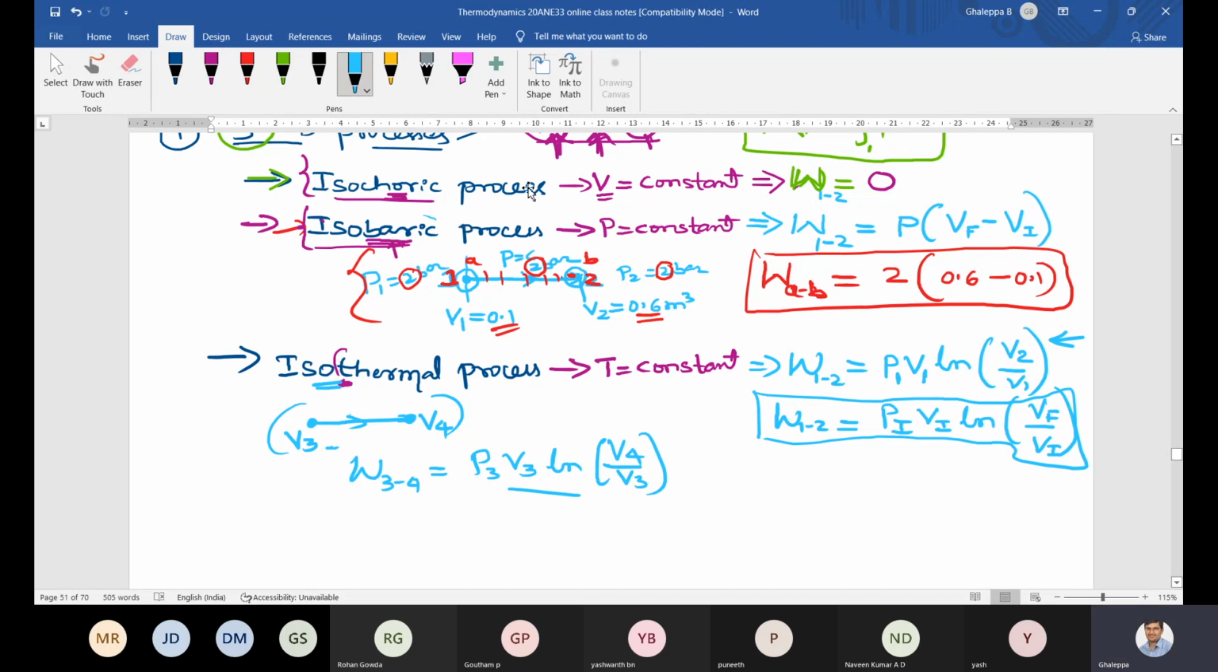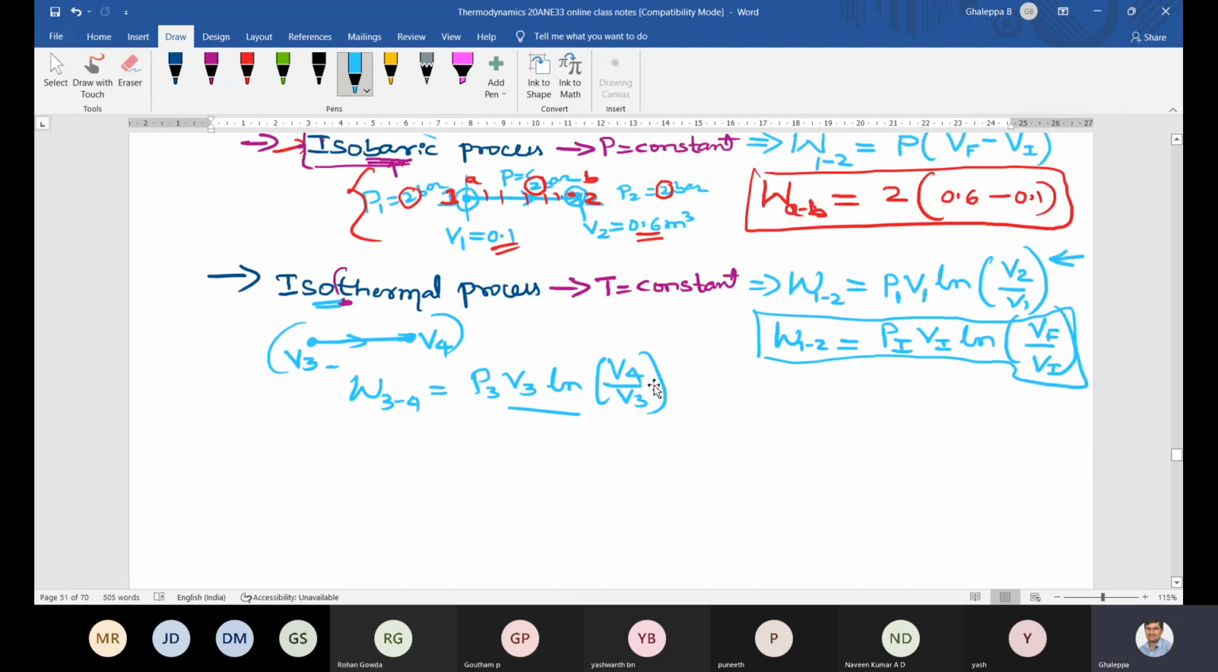Now, dear students, sometimes instead of giving V4 and V3, he will give P4 and P3. P3 will be given here and P4 will be given, but he will not give V4. V4 is unknown. He has not given it in the given data. Instead of V4, P4 is given. Then how to write an expression for work done? We cannot say it is insufficient data, we should not go outside. Is there any way to convert volume in terms of pressure?